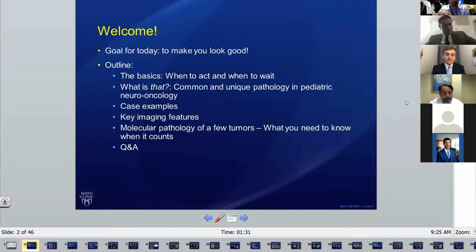So the outline for today is I'll briefly talk about the basics, what to worry about in the acute setting when you first see one of these patients based on how sick they appear. And then we'll talk about some different pathology based on location and age groups. We'll go through different case examples, talk about key imaging features, and in a couple of instances, we'll talk about molecular neuropathology of a few tumors. This tends to count a lot more often in pediatrics than it does in the adult world, where most people are more familiar with the pathology.